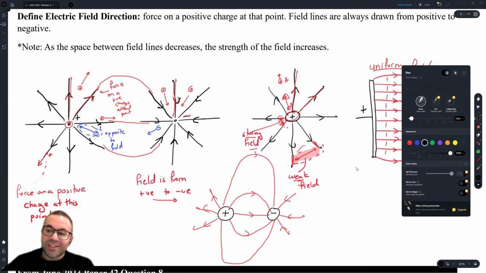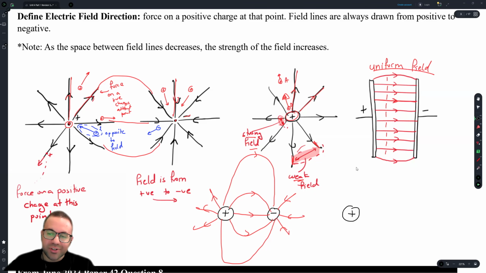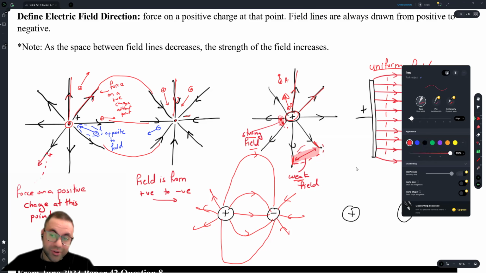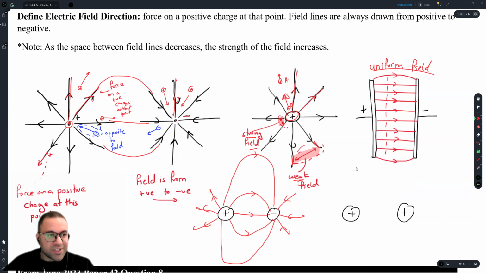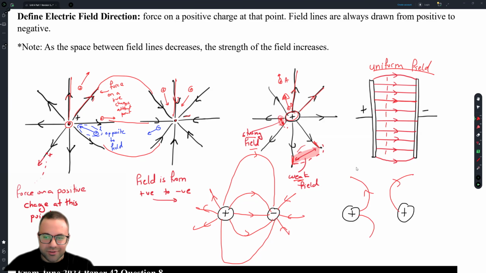But the more interesting diagram is, what if I have a positive charge next to a positive charge? Sure, they should repel, but they don't just physically repel, even the fields repel. So the field lines don't even touch each other.